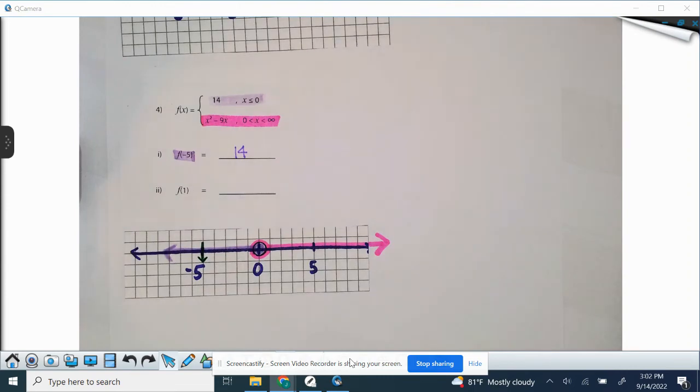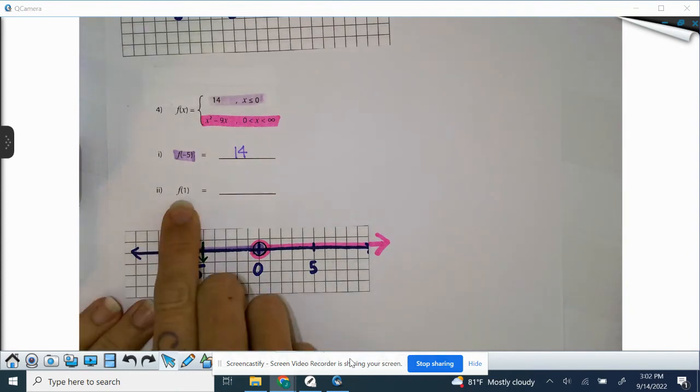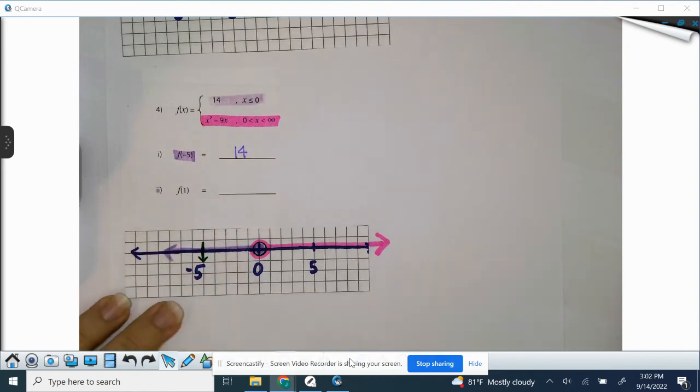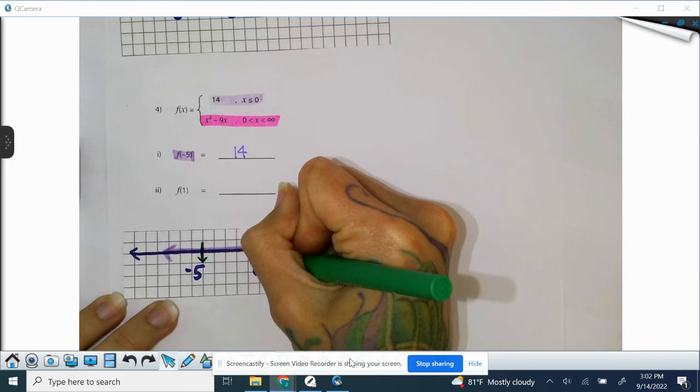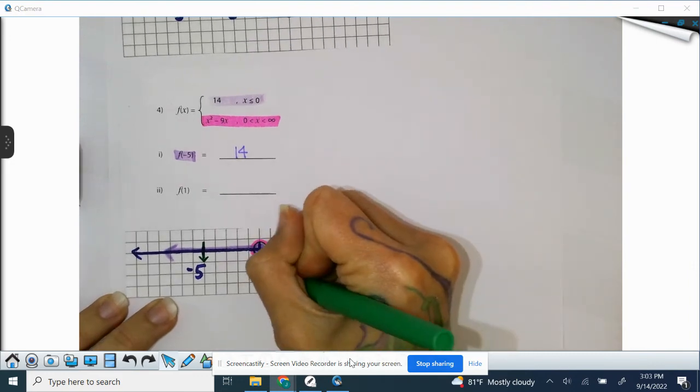So anytime the number in this piecewise function is equal to 0 or less than 0, your answer is 14. You're done because there's not an x value to plug in. The output is already solved for you. The second one, we have f of positive 1. So we're going to go look for that positive 1, which is going to be after our 0, right? So this is our positive 1. And that is in our pink function.